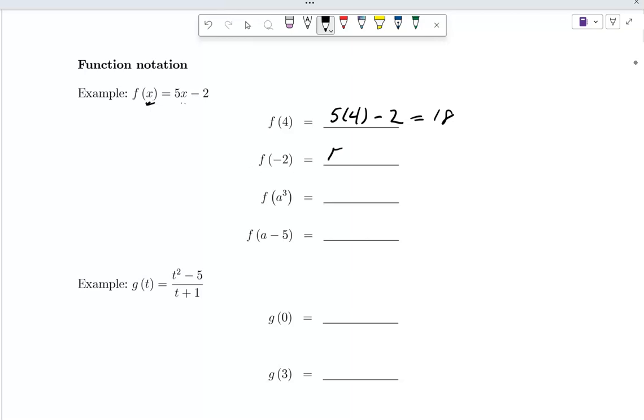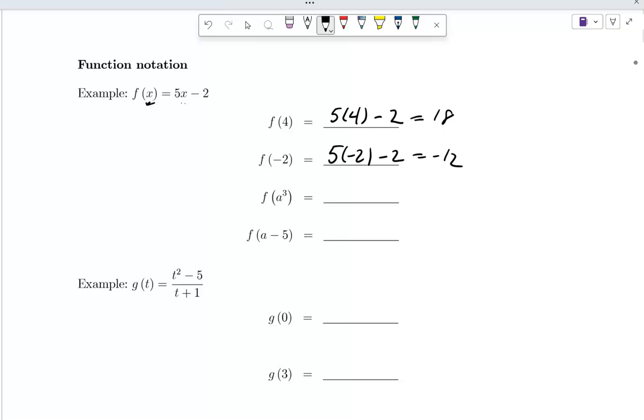Do the same thing with the negative 2. That would be 5 times the negative 2 minus 2. That gives us negative 12. Is that okay? Okay. Now again, it's literally whatever is inside those parentheses goes in for the x.